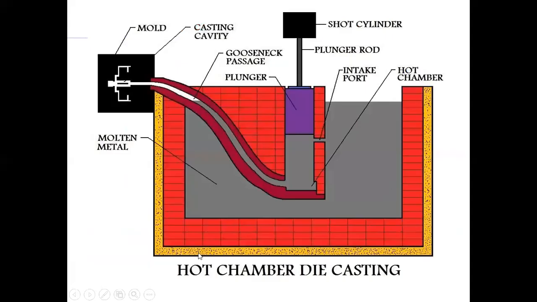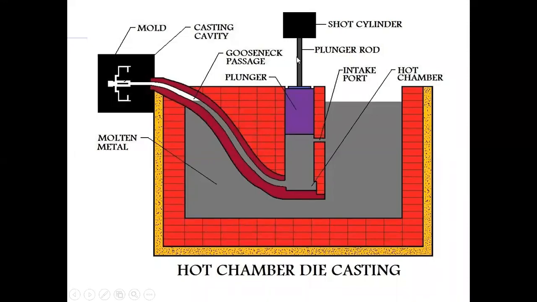You see here, that is your setup for hot chamber die casting. Very similar to the previous one, cold chamber die casting, but as I was mentioning, this molten metal is melted here itself in this chamber. That is where the molten metal gets inside. That's called the intake port. With the help of this plunger rod, we try to apply some pressure on this molten metal. It will flow like this. Once the molten metal is inside, you close this intake port.